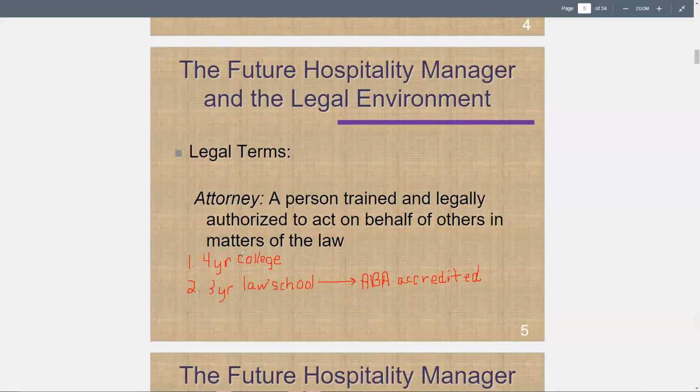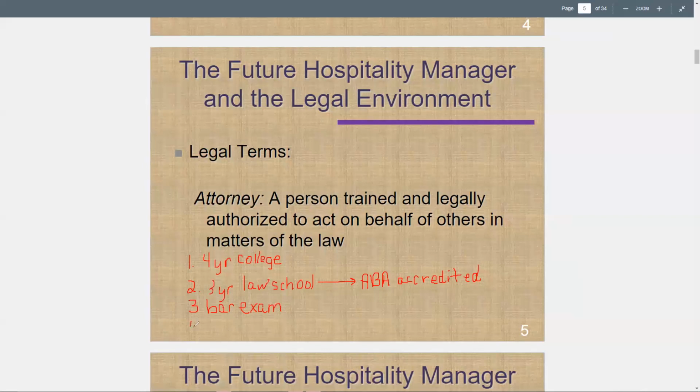So once the individual graduates from college and completes law school at an ABA accredited law school, then he or she sits for the bar exam. The bar exam has several different parts, and it varies from state to state. One part is an ethics test, and another part is kind of a national test. And then finally, we have a Texas-specific part, which actually we have two parts in Texas. And so the candidate has to pass that part of the test.